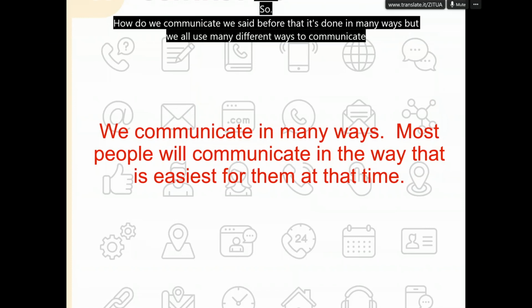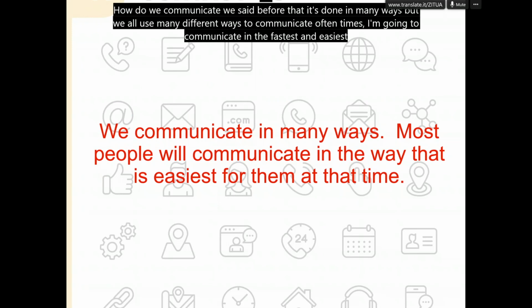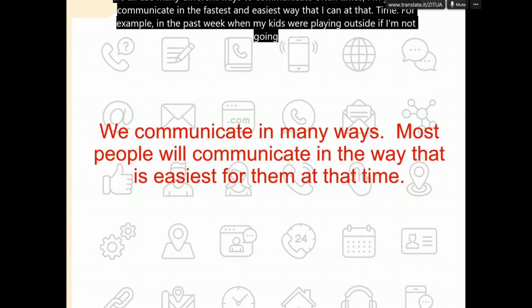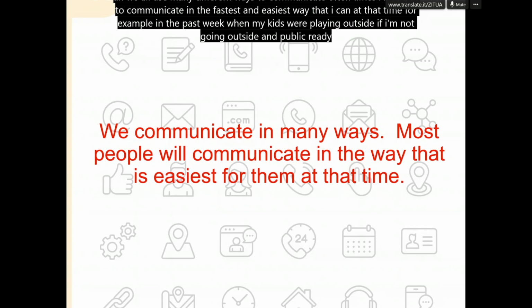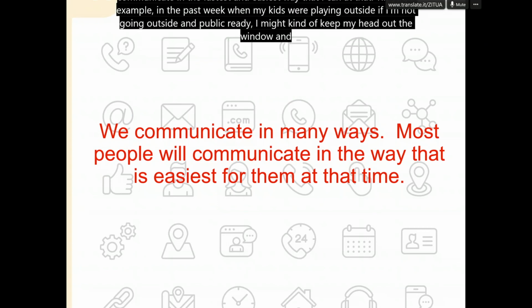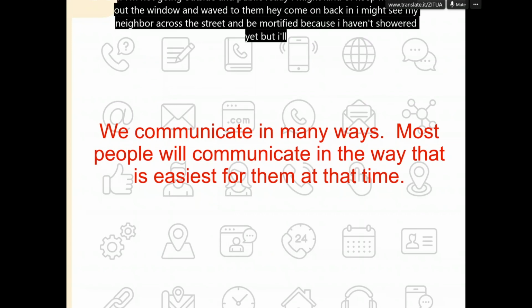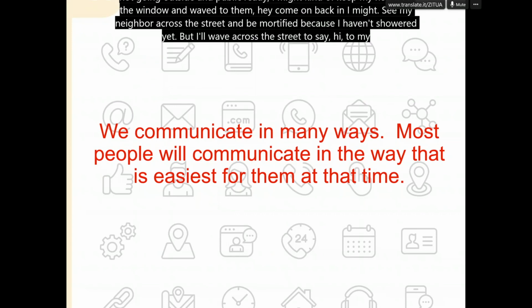Oftentimes, I'm going to communicate in the fastest and easiest way that I can at that time. For example, in the past week, when my kids were playing outside, if I'm not ready to go outside in public, I might peep my head out the window and wave to them, hey, come on back in. I might see my neighbor across the street and be mortified because I haven't showered yet, but I'll wave across the street to say hi because I can't get too close.